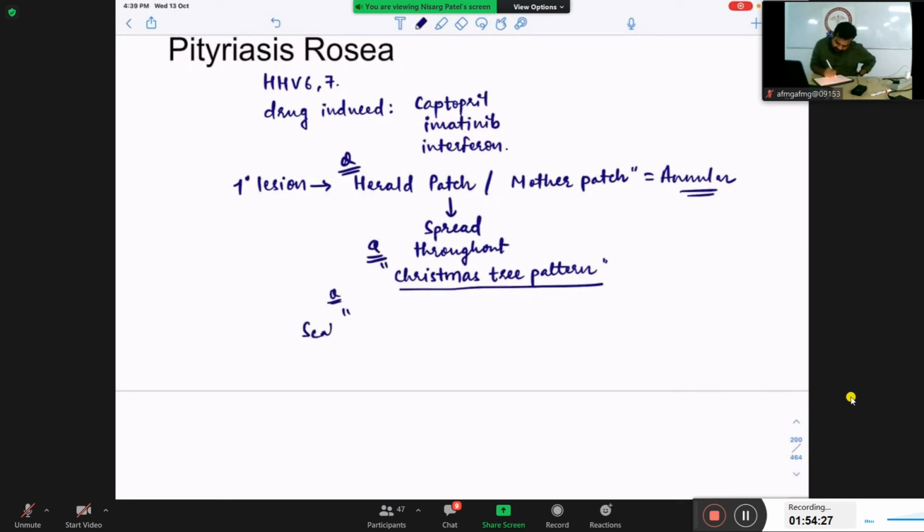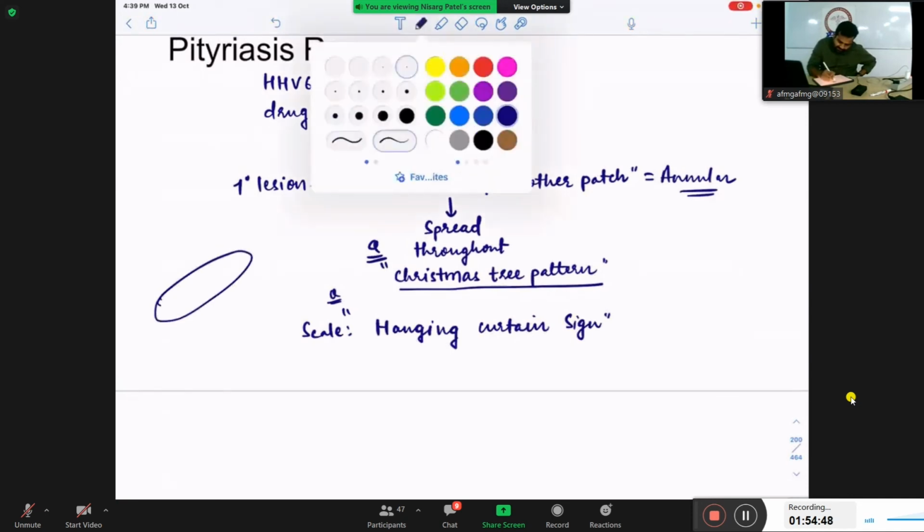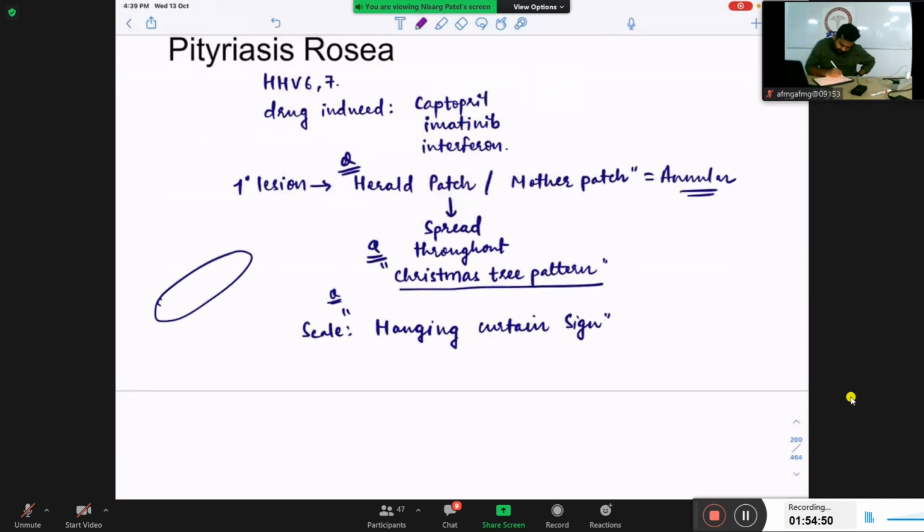If you see the scale of pityriasis rosea, it gives you a hanging curtain sign. So why the hanging curtain sign? On this annular lesion, when the scale is coming out, it has an outer fixed border. So this border is fixed.